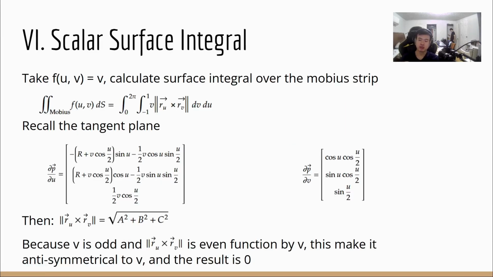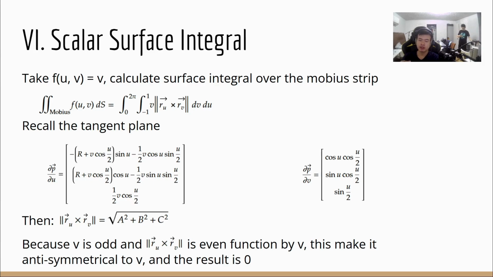Even though the Mobius strip is non-orientable, we can still compute the scalar surface integral. This is because the integral only depends on the magnitude of the normal vector and not its direction. So the lack of a consistent orientation doesn't prevent the calculation. To do this, I computed the magnitude of the cross product of the partial derivatives. However, the result turned out to be quite complex, so I hid it in the variables a, b, and c as in the slide.